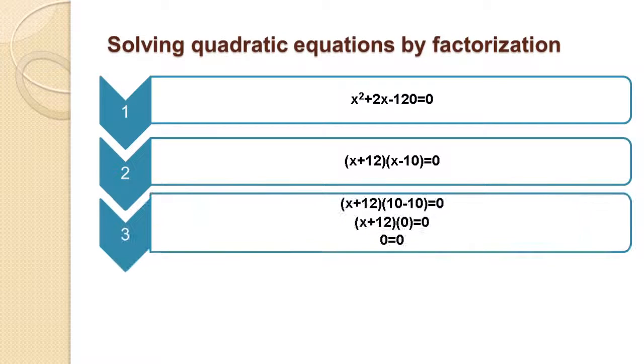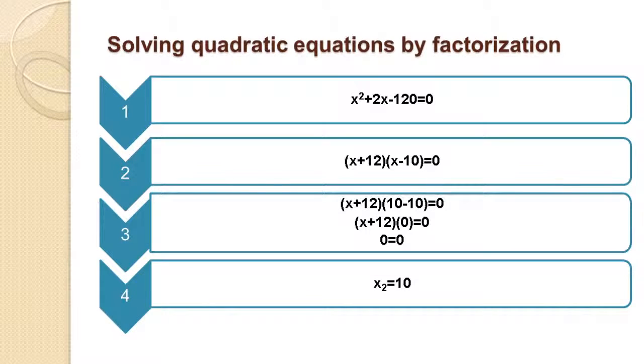In order to find the second possible solution, we must transform the second factor into 0. In order to do so, we must replace x with the number 10, and the resulting number is 0. Then the second possible solution is x equals 10, since the number 10 was used to transform the second factor into 0.